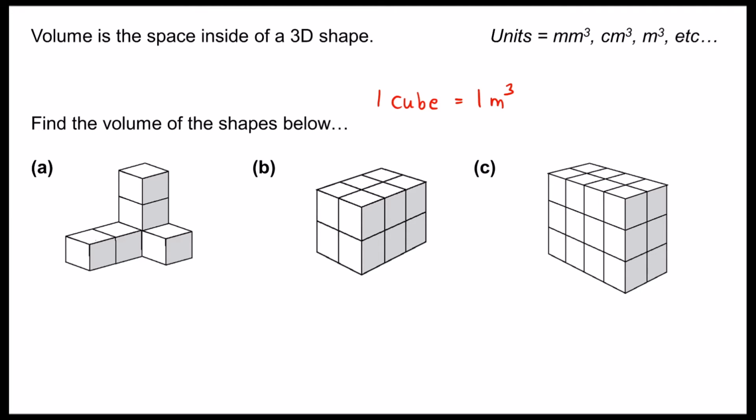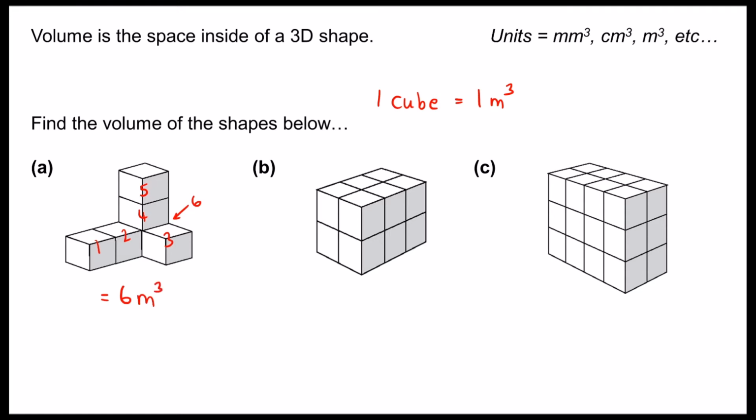In example A, I can see I've got 1, 2, 3, 4, 5 visible cubes, but there would also be a 6th hidden cube which is beneath cube number 4. That means that the volume is 6 metres cubed.